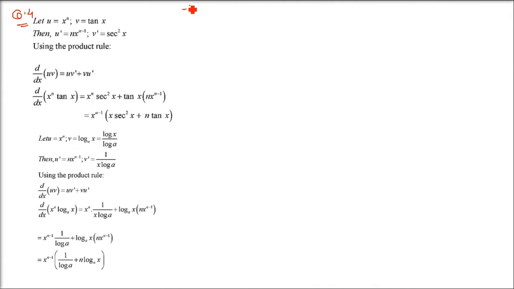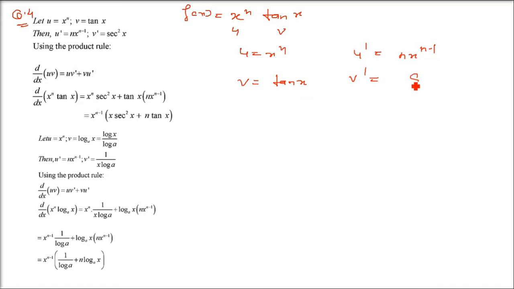So question number 4 and 5 also we are going to take. So f(x) is going to be x raise n tan x. So take u as u, this as v. So u dash is n x to the power n minus 1. v dash is tan x, which is sec square x. So u is x raise n, u dash will be n x to the power n minus 1, and v dash will be sec square x.